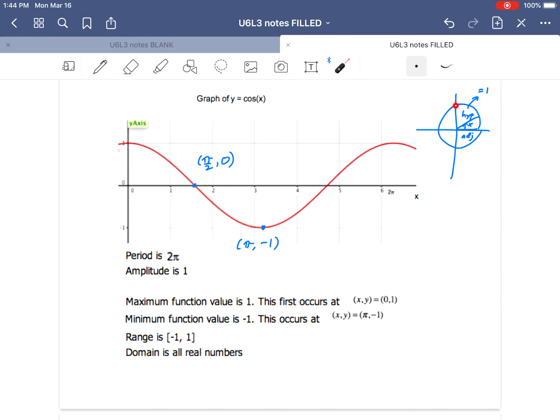Okay? If I rotate around to 270 degrees, 3 pi over 2, the cosine there is 0 again, because I have no adjacent side, I'm going straight down. And if I go all the way over to 2 pi, the cosine is 1 again. So if I fill in these points, this is 3 pi over 2, 0. And this right here is 2 pi, 1. Then I've got one full cycle of the cosine graph, and after that it's going to continue to repeat. Okay?